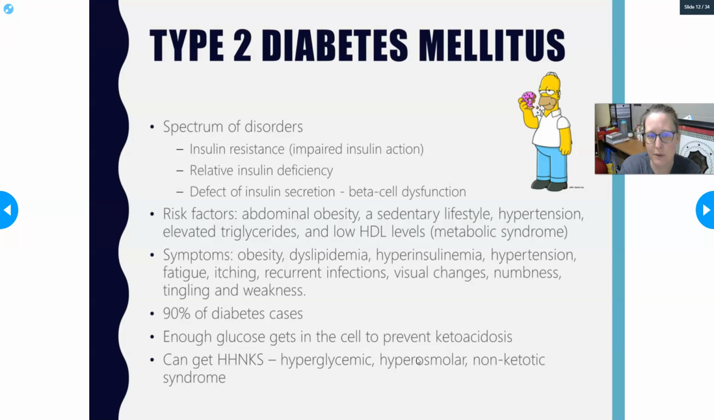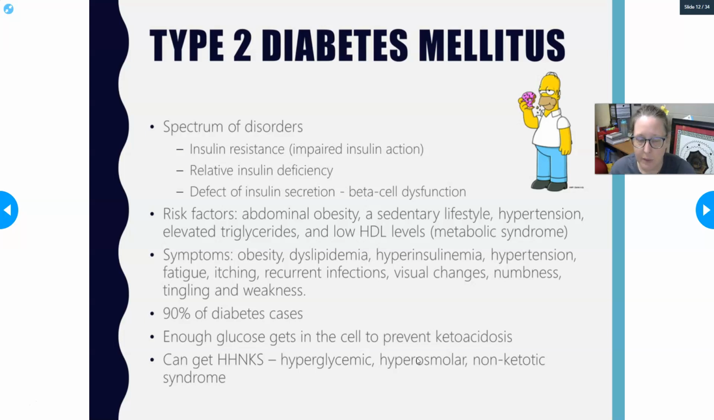The risk factors that put a patient more at risk for developing type 2 diabetes are abdominal obesity, so lots of weight around the abdomen, and a sedentary lifestyle, so a lot of sitting, computer desks, computer jobs, and we have a lot of that now.